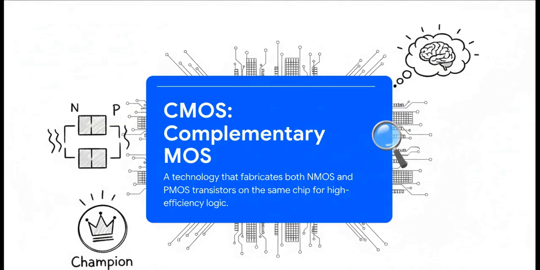And when you take these two opposites, the NMOS and the PMOS, and you fabricate them right next to each other on the same chip, you get what's called CMOS technology, complementary MOS. And this is the undisputed heavyweight champion of the entire digital world. The reason why is just pure genius.